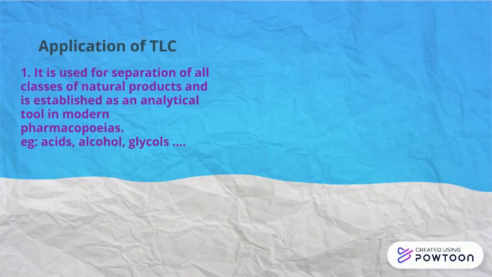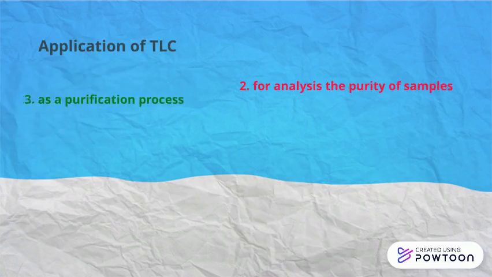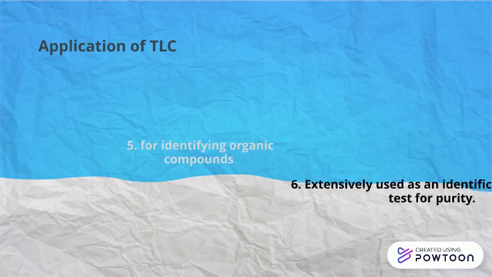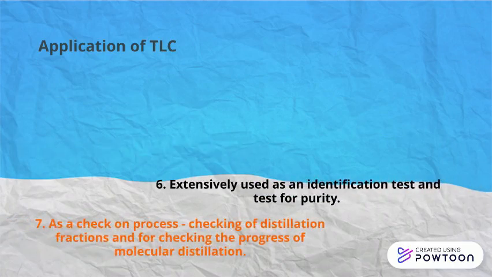Generally, paper chromatography is used for color separation, but now its application has been widely spread. As you can see on the screen, I have listed 7 applications of thin layer chromatography.